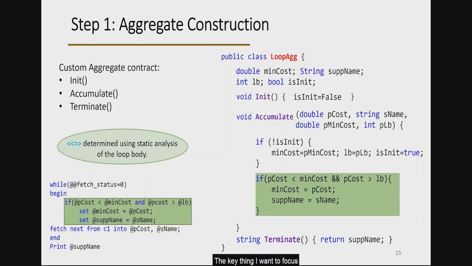The key thing I want to focus your attention on is the green highlighted part, which shows that the core logic of the loop body is pretty much identical, and it's just placed in the accumulate function of this custom aggregate. So this makes it fairly generalizable to all kinds of logic that people may write inside loops. If the preconditions are satisfied, you could basically map them onto a custom aggregate function.